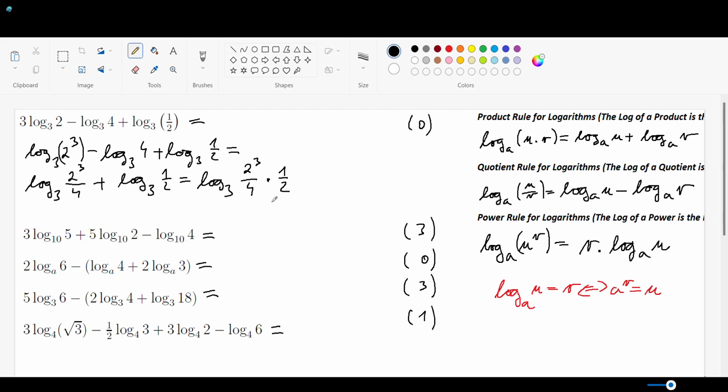And this would mean that this is a logarithm of 2 to the power of 3 over 4 times 2, which is 8, and 8 is really equal to 2 to the power of 3, which then is equal to logarithm, of course, base 3 of 1.